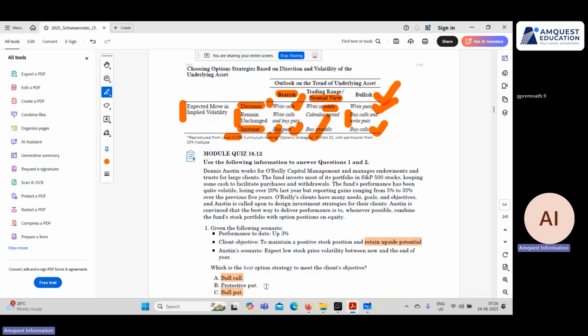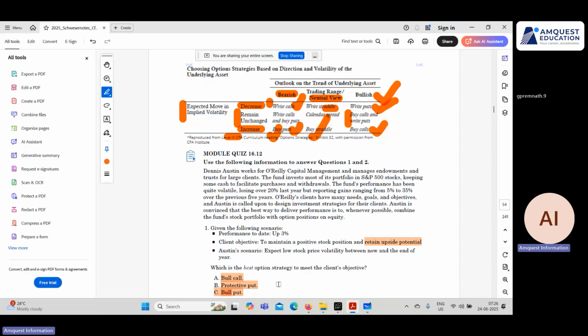While in a protective put, what's happening? The best way here is because he also owns the stock. He owns the stock, right? And what happens in a protective put? So why do you think the protective put would help him? Because his downside is protected, and he can retain as much upside. How do we make a protective put, by the way? You have an underlying long position, and then you buy a put.